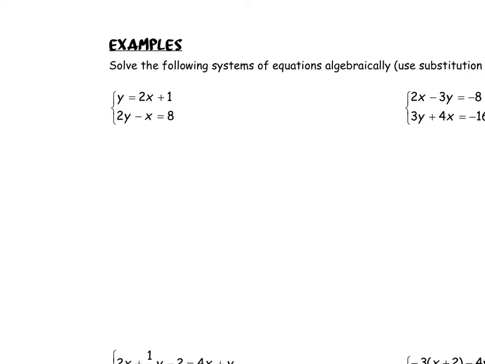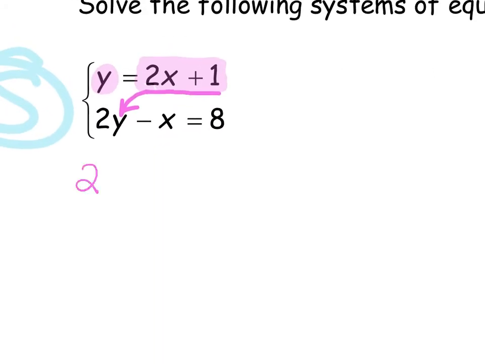The first equation is telling me that y is equal to 2x plus 1. So I have an expression for what y equals. This is the type of equation that is perfect for substitution. Okay? If I know that y is equal to 2x plus 1, I'm going to substitute that for y in the second equation. Okay? So the second equation says 2y, which I know is 2x plus 1, minus x is equal to 8. Now I'm just going to solve this like a regular equation.